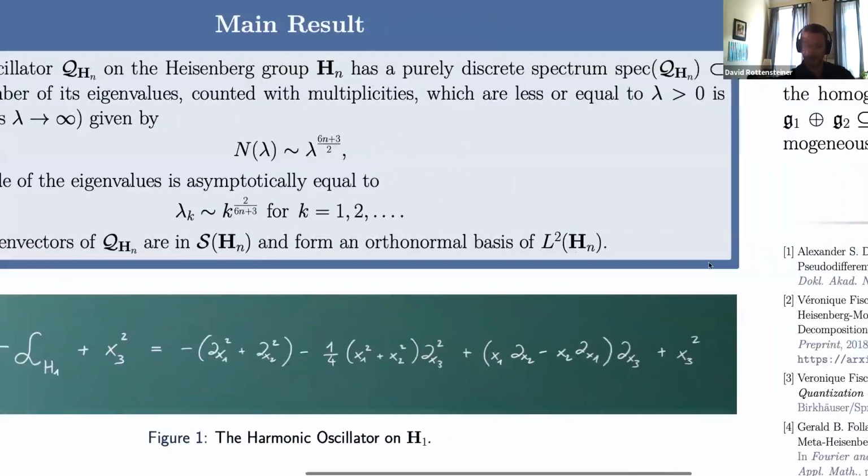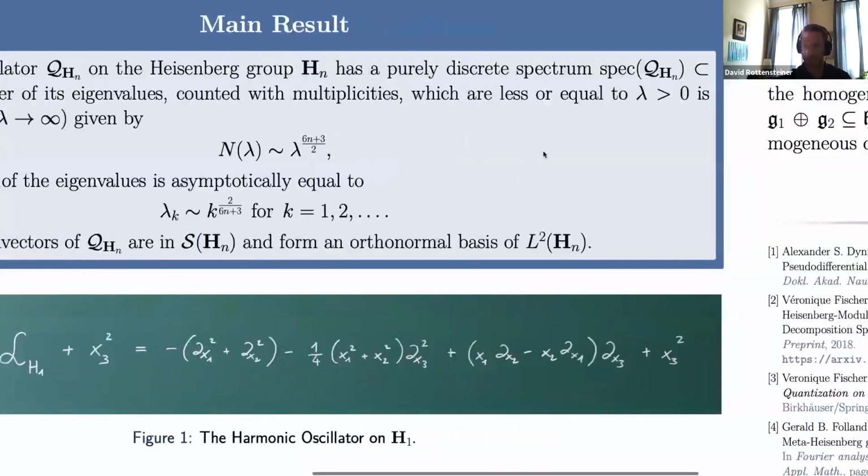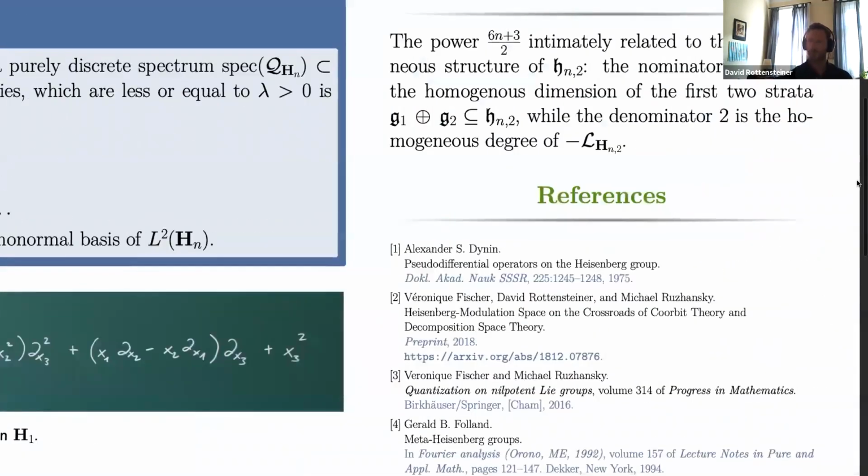Maybe I can say something about the growth of the eigenvalues. This power is intimately related to the homogeneous structure of this Dynin-Folland Lie algebra. Namely, the numerator is precisely the homogeneous dimension of the first two strata, and the denominator 2 is the homogeneous degree of the negative sublaplacian on the Dynin-Folland group.